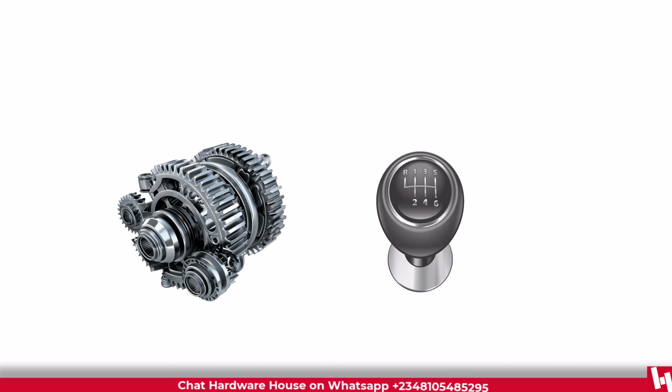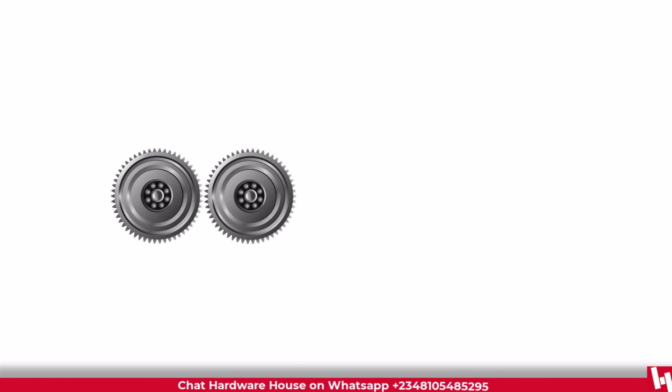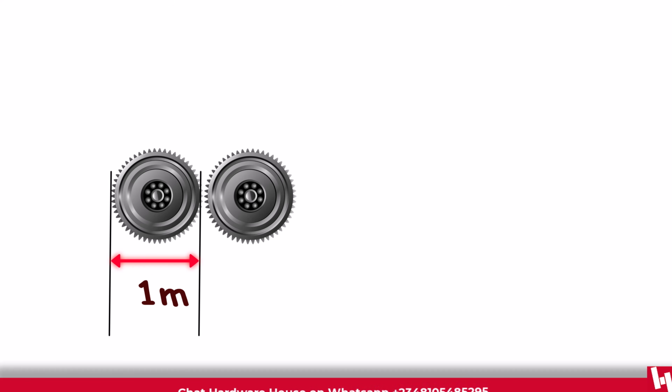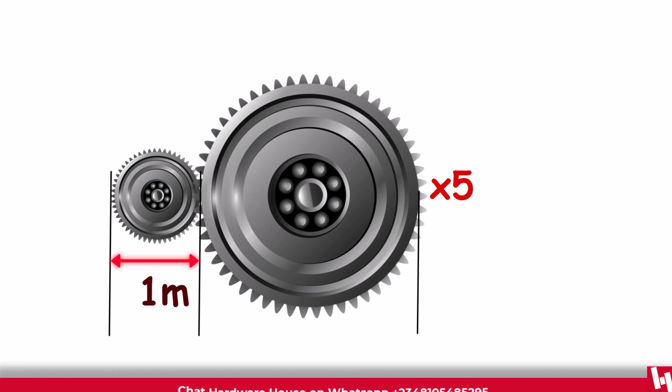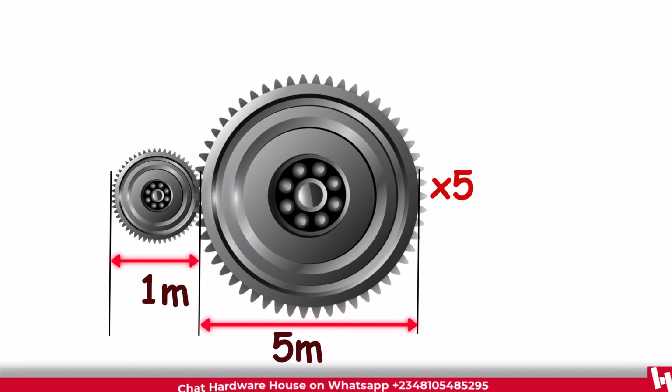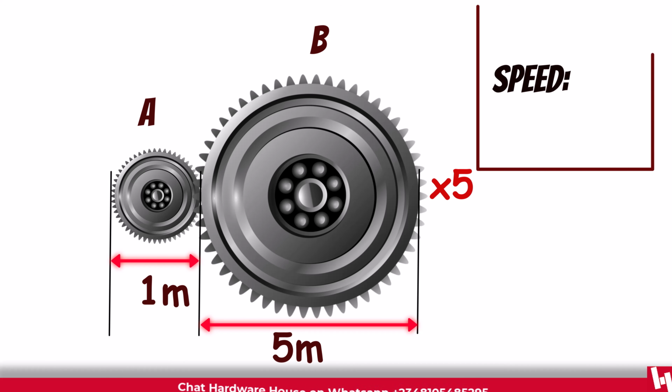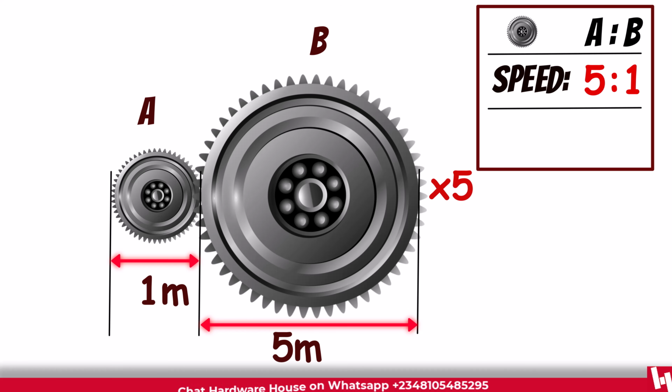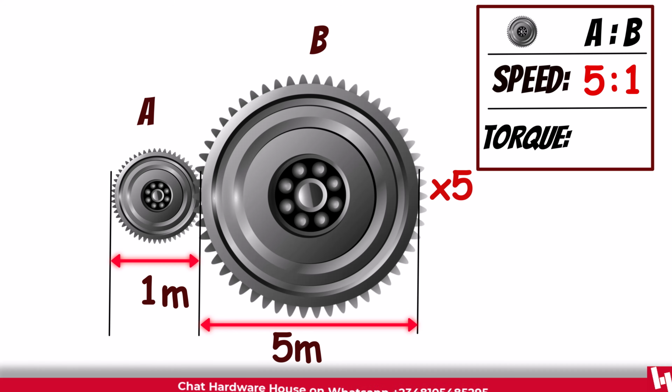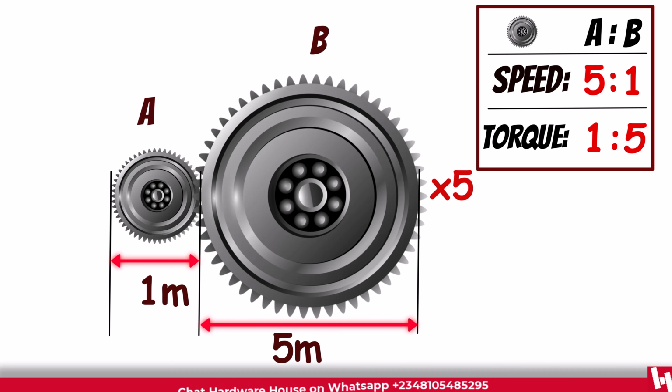That's why you have the gearbox and the gear selector. If you put two gears together, let's say the first gear is 1 meter in diameter and the second gear is times 5, which is 5 meters in diameter. Call this A and B. A would have to rotate 5 times before B can rotate once. But the amazing thing is that the turning force at B is times 5 that of A.